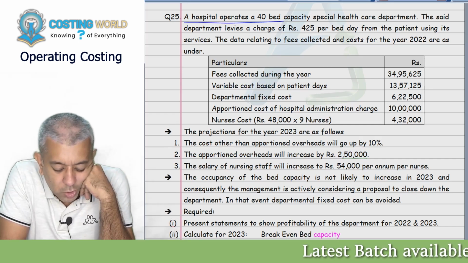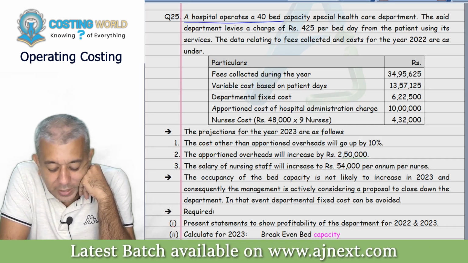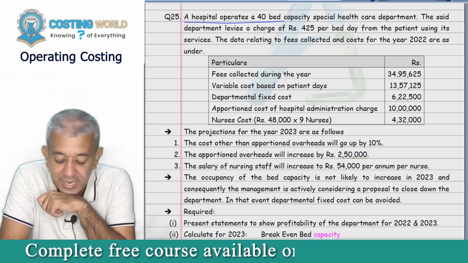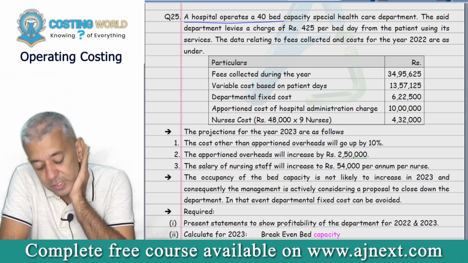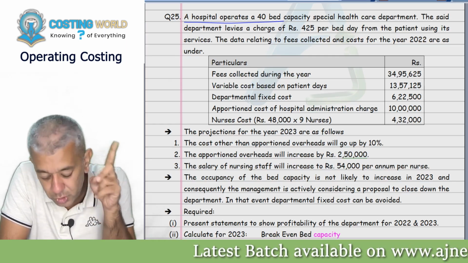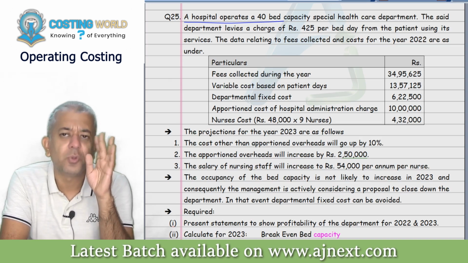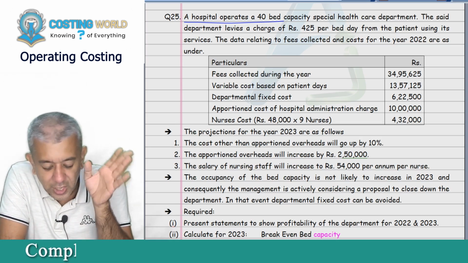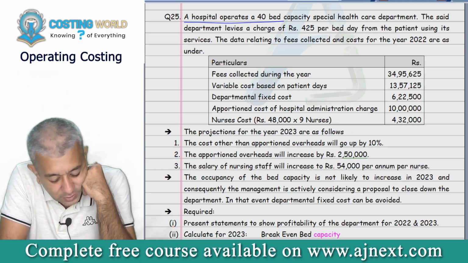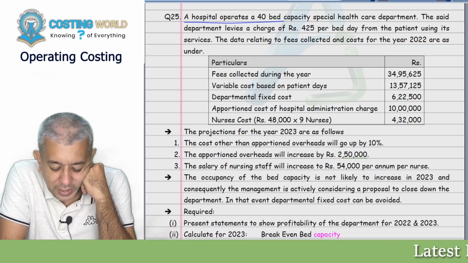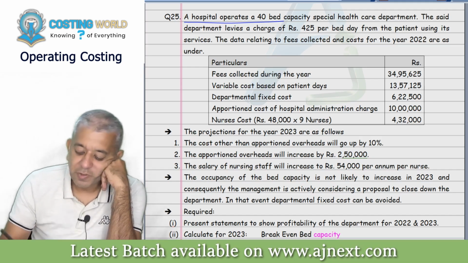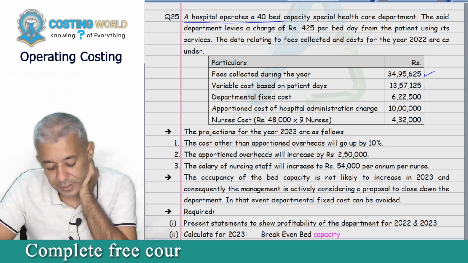A hospital operates 40 bed capacity healthcare department. The said department levies a charge of 425 per bed day from the patient using its services. So this is the first question, whereby now charges are given to you. Those guys have told you that the charges will be 425 per bed day from the patient using its services. The data relating to the fees collected and the cost for the year 2022 are: fees collected during the year, this much fees we collected here.